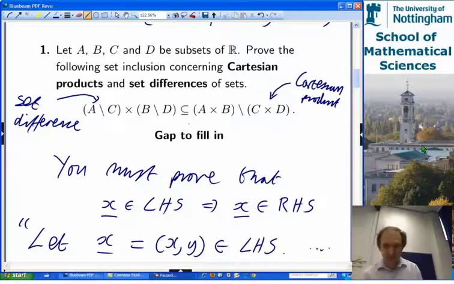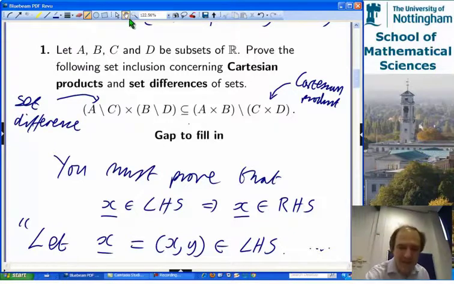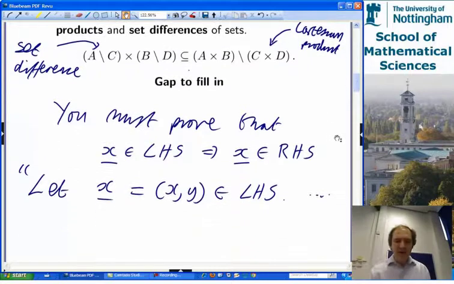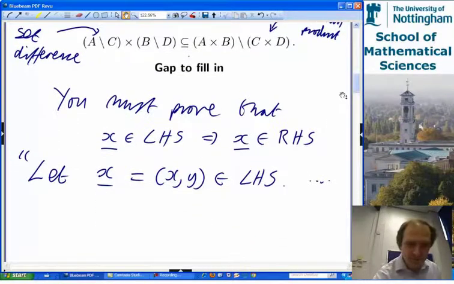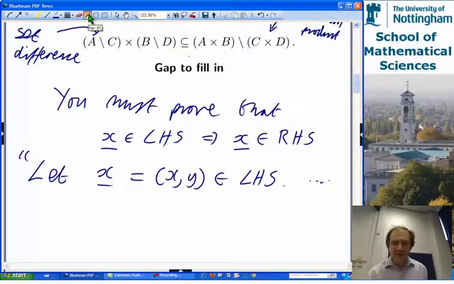As I went around the room, I saw that some people had made more progress than others on this, and some people had got a complete proof. Let me give you my version of the proof. So we've got that x = (x, y) is in the left-hand side. That tells you that the first coordinate has to be in the first set. It's a Cartesian product, so if the pair (x, y) is on the left-hand side, it means that the first coordinate will be in the first set and the second coordinate will be in the second set.